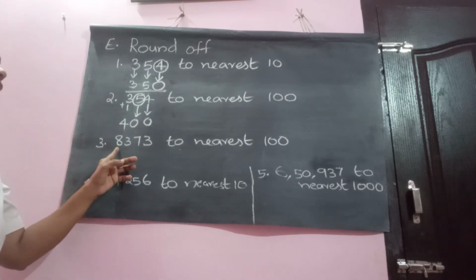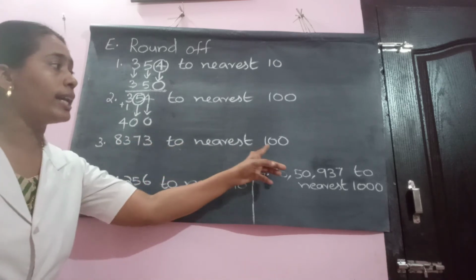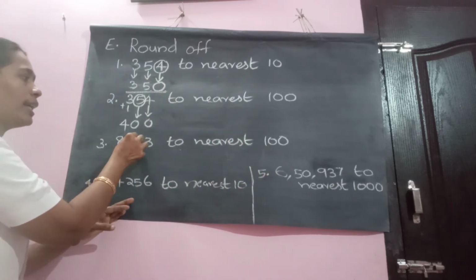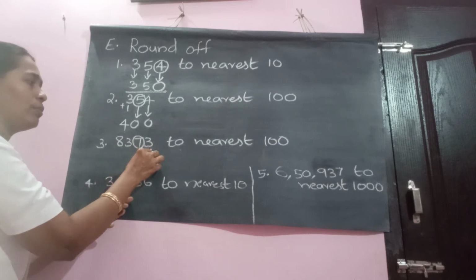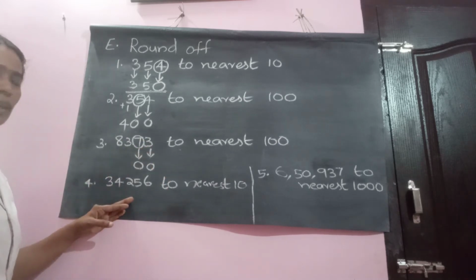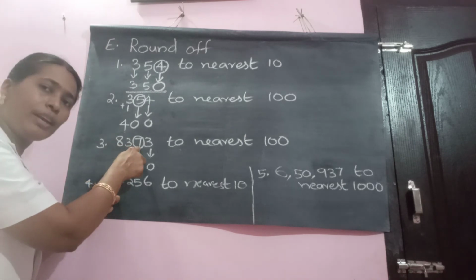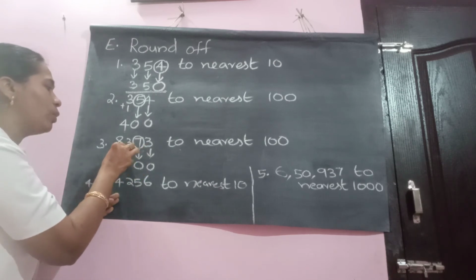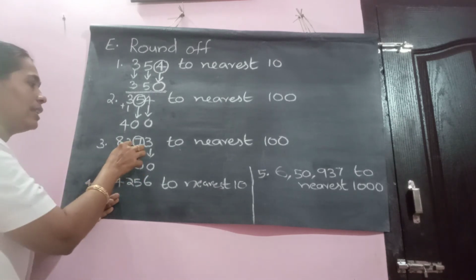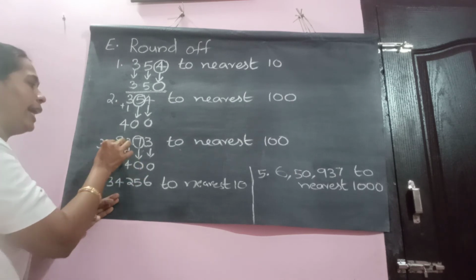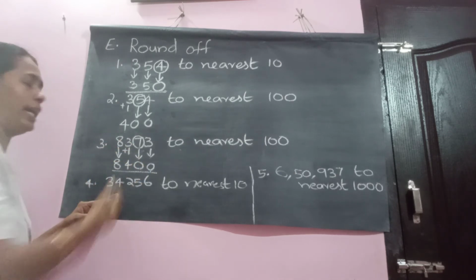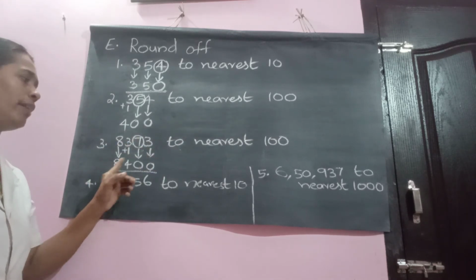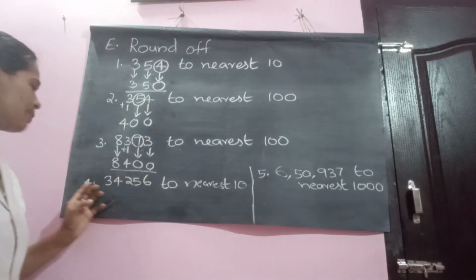Next question. 8373 to the nearest 100. Same as the above question. Circle the tens digit. Replace the last two digits by zeros. Then you look at this 7. Is 7 greater than 5? Yes, 7 is greater than 5. If it is greater than 5, add 1 to the previous digit. That is, 3 becomes 3 plus 1, 4. 8 does not change. Bring down 8. So the nearest 100 to 8373 is 8400.